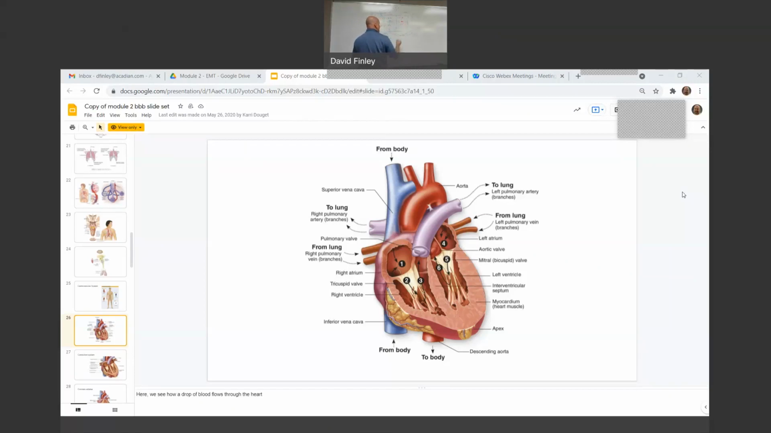Then we move through the little valve into the left ventricle. Now, the left ventricle is the strongest part of your heart. This sucker has to pump blood to the whole body. This other ventricle just pumps blood to the lungs. So we leave this ventricle in a big vessel called the aorta.